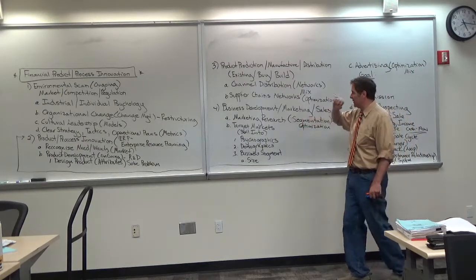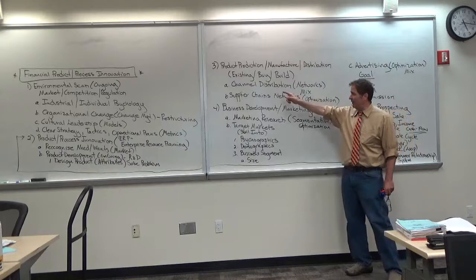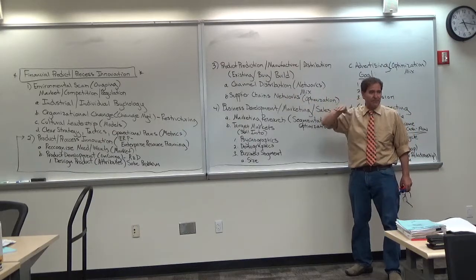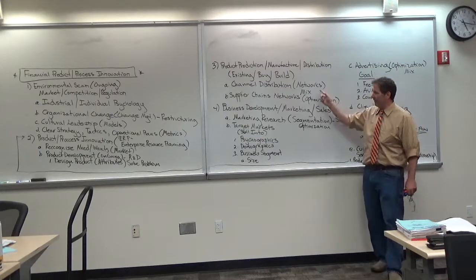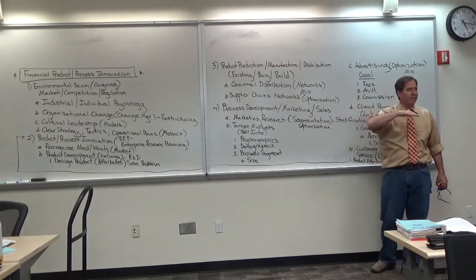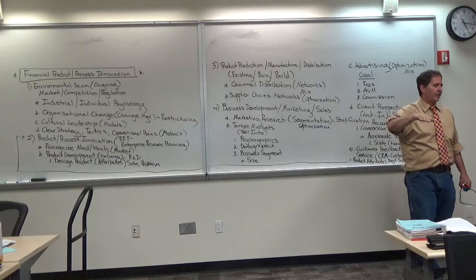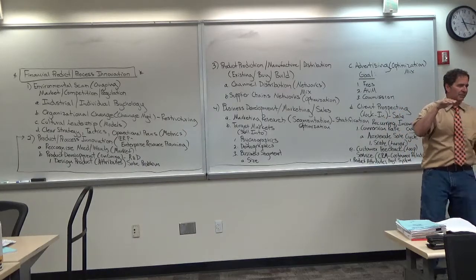So there's metrics to do it. You've got to figure out the channel distribution, different types of channels to distribute products to the marketplace. You've got to figure out the networks, and you've got to figure out the mix across your distribution channels, and you need to optimize it.